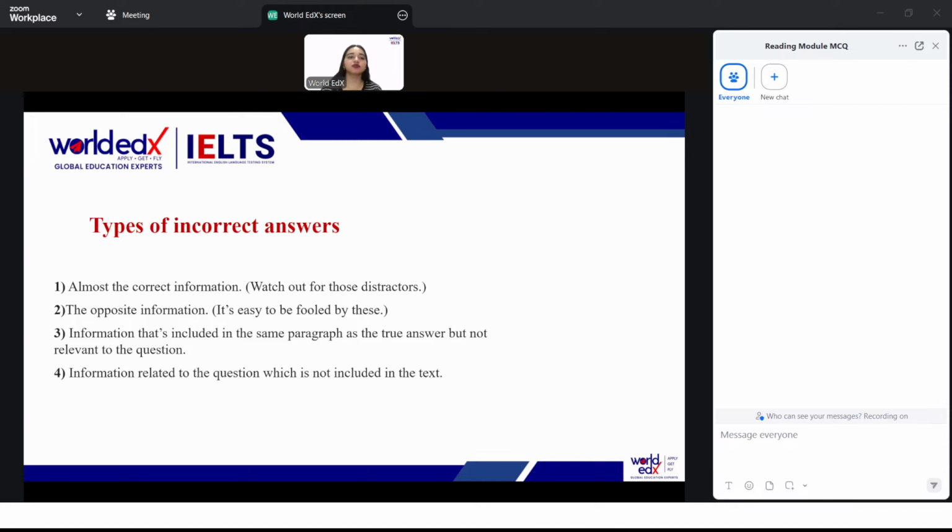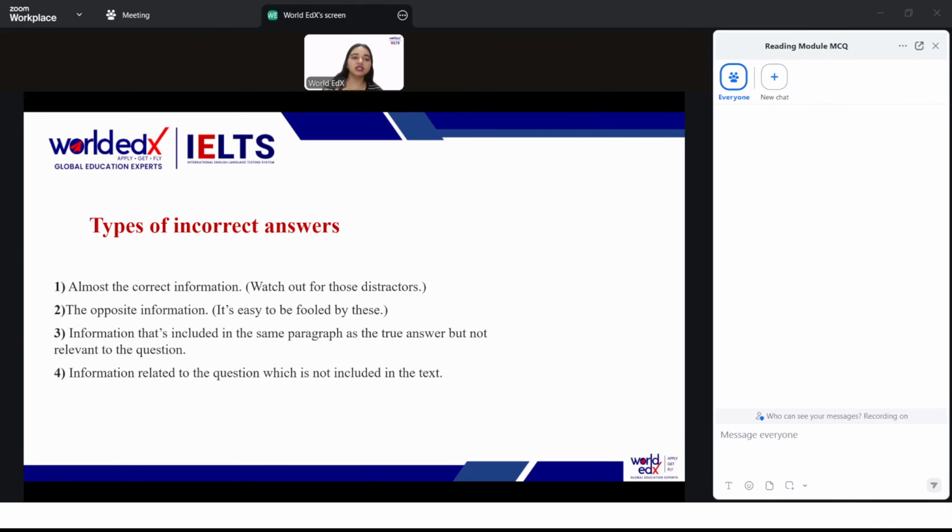The next is types of incorrect answers. There is some kind of answer that feels almost like the correct information, almost but not correct. Words like everyone and most of them might seem similar, but if you read closely, they mean something else. So the first one is almost correct information. The next is opposite information. Of course, something which is very contradictory cannot be the answer.